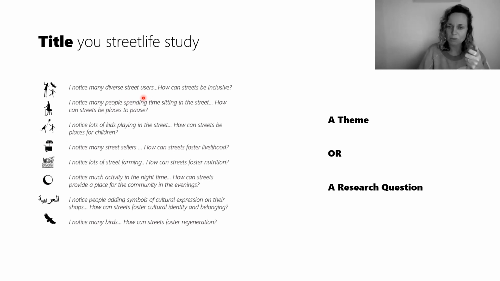If you want to take that one step further, you might like to turn that theme into a research question. If you're looking at diverse street users, then perhaps what you're looking at is how can streets be inclusive? How can the spatial aspects of streets create a socially inclusive environment? We don't mind which angle you take. We do want you to title your street life study with either a thematic title or a research question.